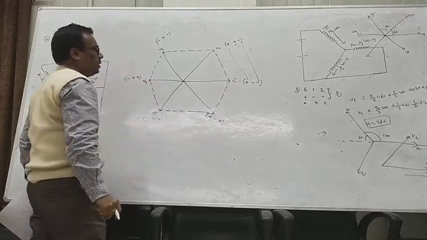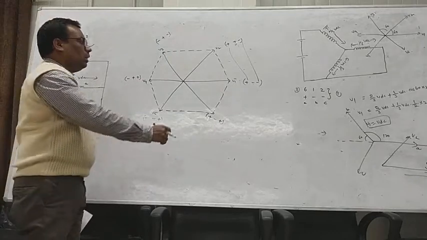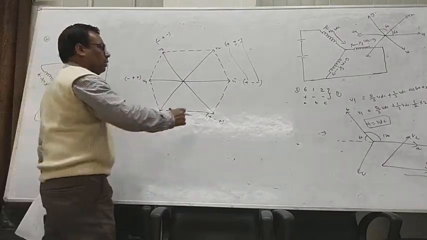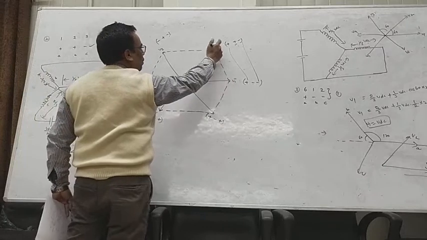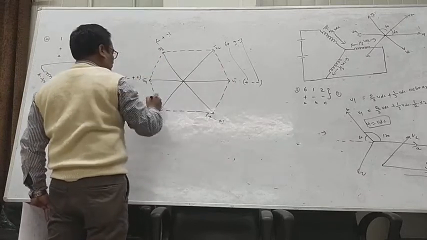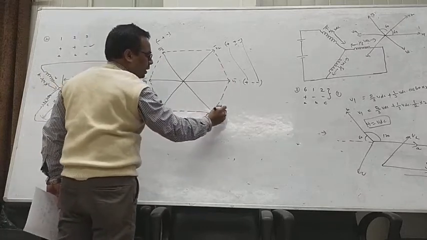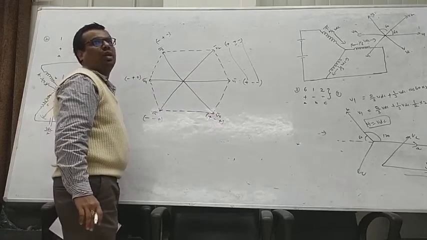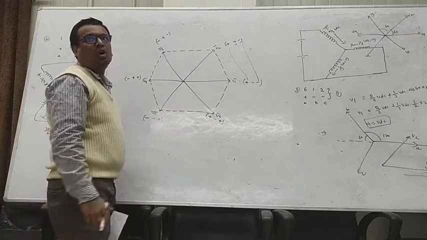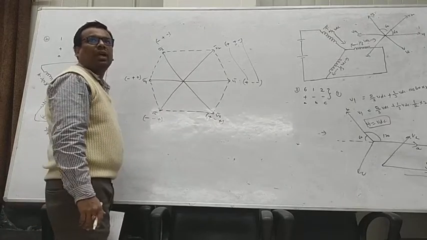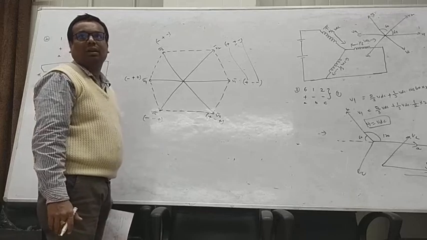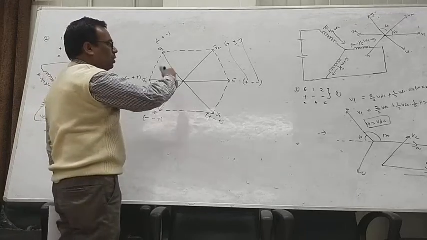You join all the tips of this, and these are the non-zero vectors. V1, V2, V3, V4, V5 and V6 are the non-zero vectors, and V7 and V0 are the zero vectors, because we have 8 possible combinations. Out of 8, 6 are the non-zero vectors and 2 are the zero vectors.